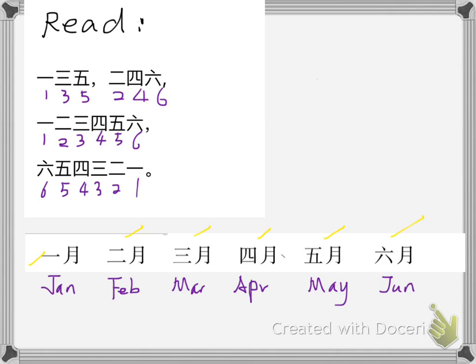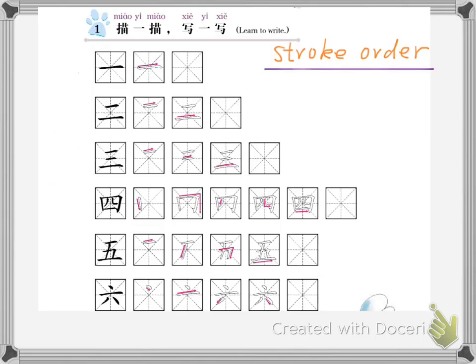This is actually January to June. I believe you know 1 to 6. This word is month. 月. The stroke order is very important. We will talk about it in the future videos.